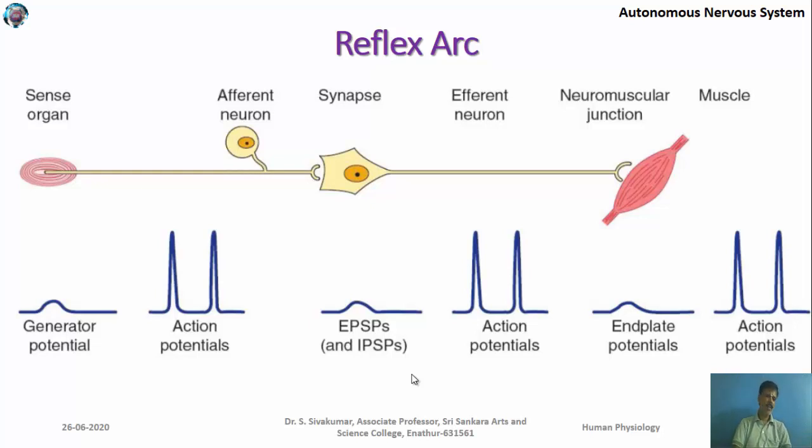So when the sense organ generates a potential, the potential is transmitted as an action potential to the afferent neuron, and then it produces an excitatory potential. Then the potential is again communicated through the efferent neuron as an action potential, and then it reaches the end plate and creates a potential in the muscle cell, and then through the muscle cell the potential is transmitted.